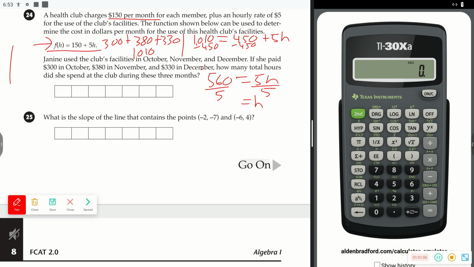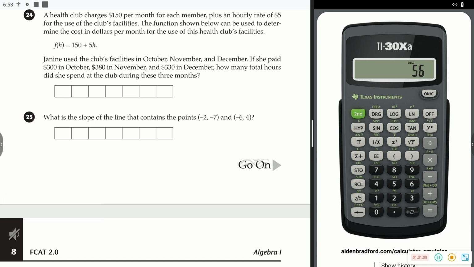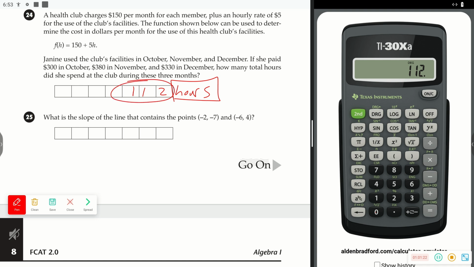I'll try and use the calculator. 560 divided by 5 equals 112. So she spent 112 hours. You wouldn't want to write hours, but that is the answer. It's 112.